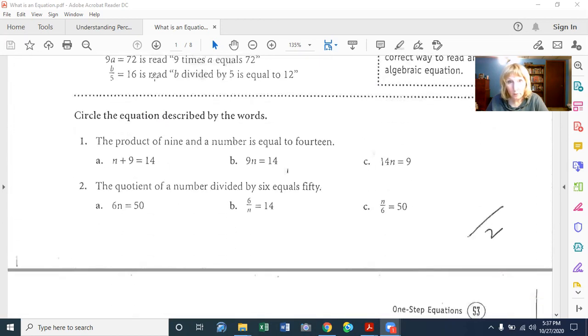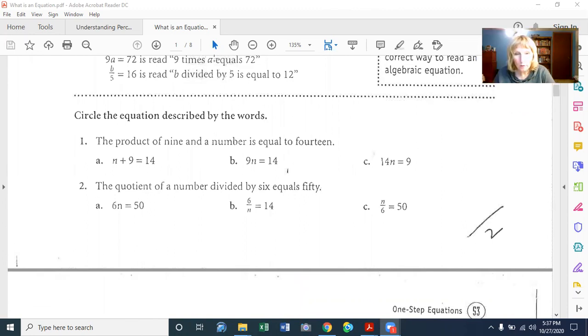You can read that stuff on your own there, but let's start with talking about how we would look at these equations. So we have the product of 9 and a number is equal to 14. I'm looking at number 1 on page 52. Product of 9. So product means multiplication. Product is the answer in multiplication. So the product of 9 and a number. So when they say a number, that's going to stand for a letter. So we'll use n for a number, and they're actually using n in your answer choices.